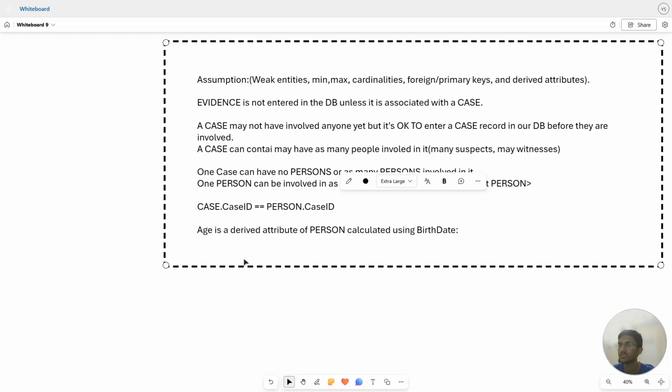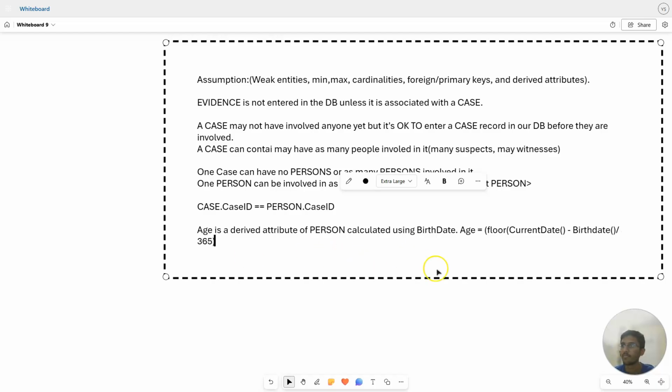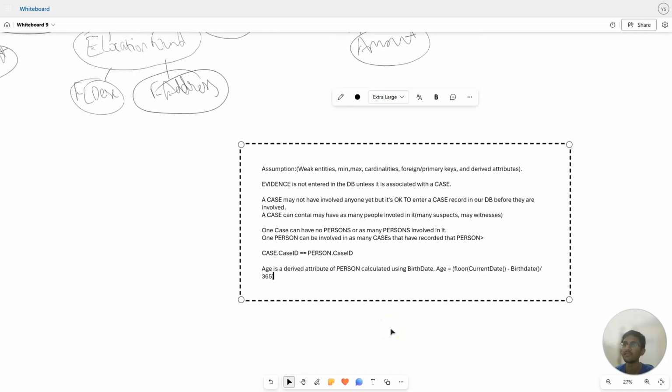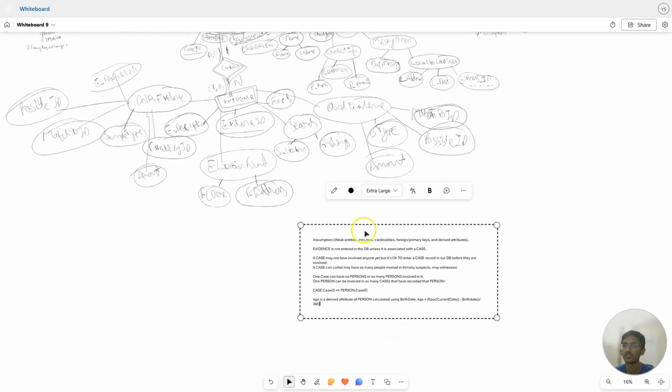Okay, and how is that going to look? And what is the formula? So we're going to say age equals floor, because we don't have decimal birthdays. So whatever the current date is, we're going to get that from the system, minus the birth date, and we're going to divide that by 365. And that is going to give the age of the person. So these are some examples.